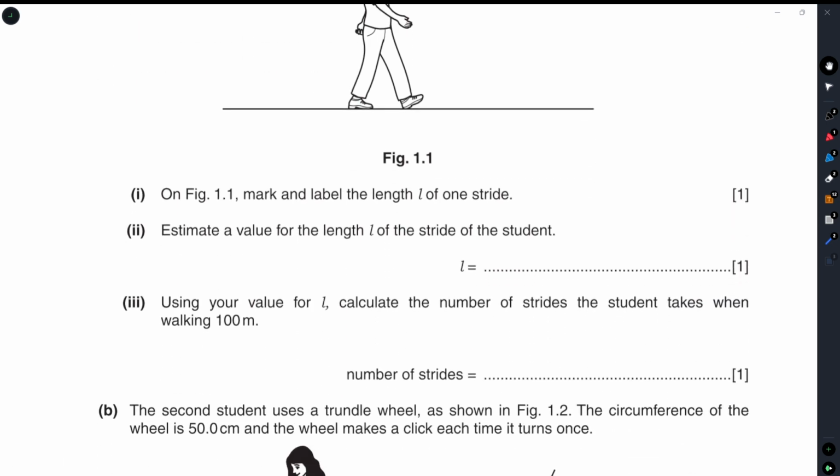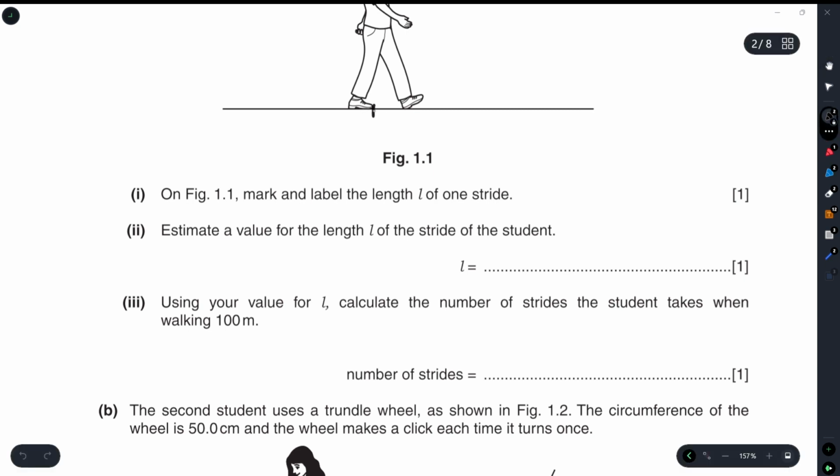Mark and label the length L of one side. So that right there is either from the front to the front, so either go like that or from back to the back. You have to mark corresponding points on either leg. So either the front of the shoe or the back of the shoe for both marks. This right here would be your 1 mark.